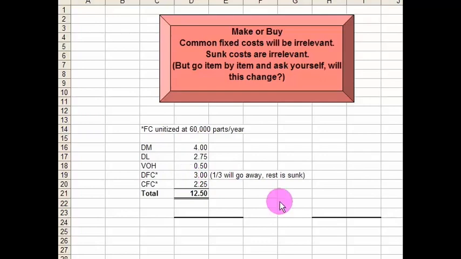Which other of these costs would be irrelevant? Well, if you stop making the part, the cost of direct materials, direct labor, and variable overhead ought to go away. But the common fixed cost, that's irrelevant as well. Common fixed costs are just allocated fixed costs. They're going to be there whether or not you make or buy this part for your tractors.